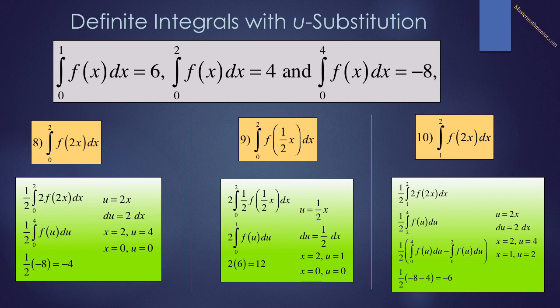However, we do know that the integral from 2 to 4 is the integral from 0 to 4 minus the integral from 0 to 2. So we have 1/2 the integral of the quantity, the integral from 0 to 4 of f of u du, minus the integral from 0 to 2 of f of u du. And we have then 1/2 times the quantity, negative 8 minus 4, answer negative 6.